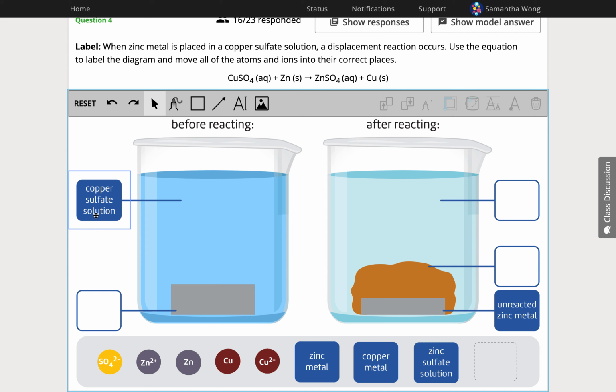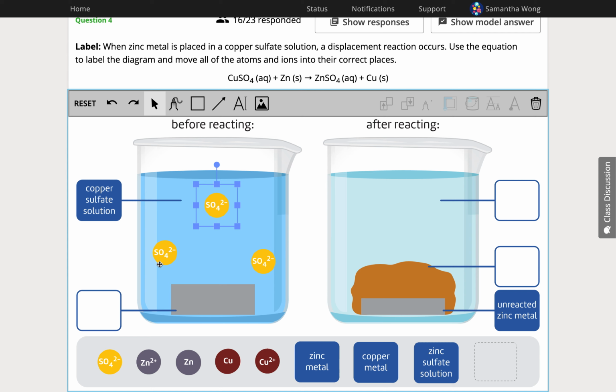Now, because we know it's a copper sulfate solution, we have to add in our ions. Down below we can see we have our sulfate. So let's go ahead and add 3 of them in. In a solution, there are many ions. Many ions in solution, sorry. But in this particular case, we're just going to go with 3 to make it easier.